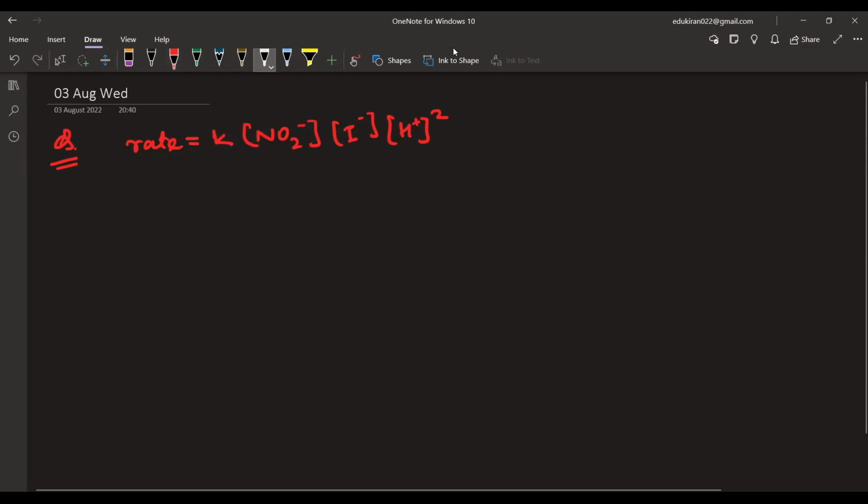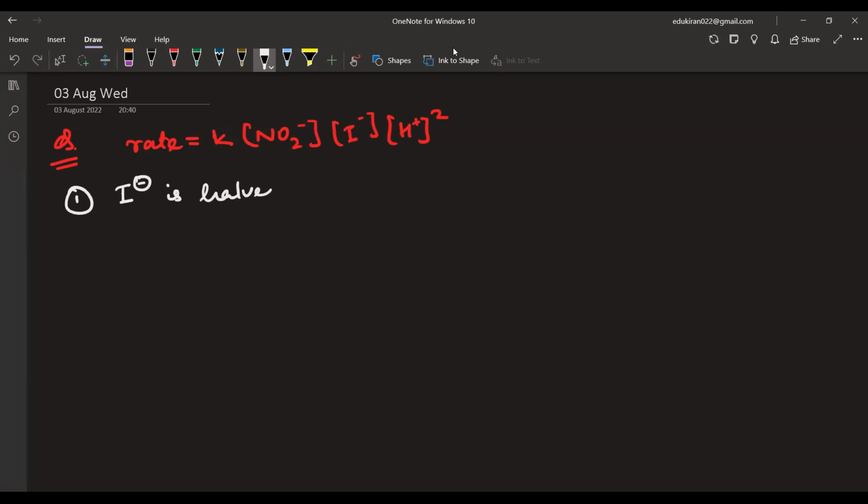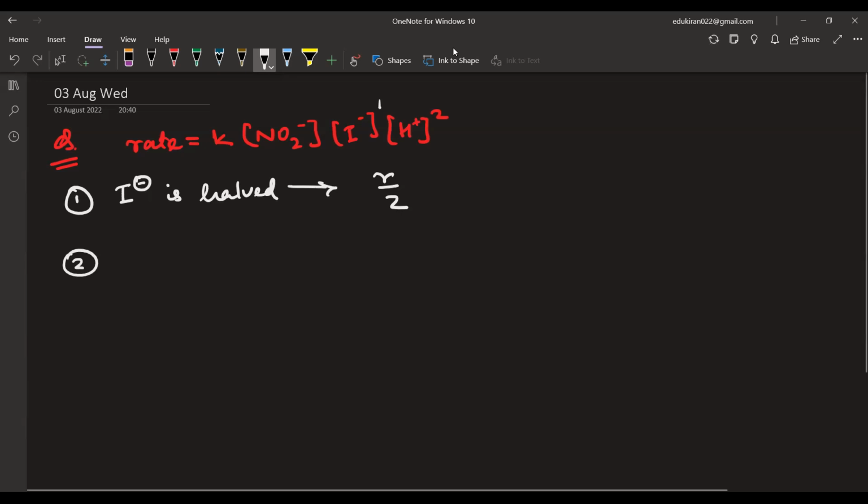And they have asked, the first thing is that what will happen if the concentration of I negative is halved, right? So for this, the rate will become R by 2. That is correct. Because I negative is having power 1, whatever is happening with I, the same thing will happen with rate, because the rate is directly proportional to the concentration of only I.